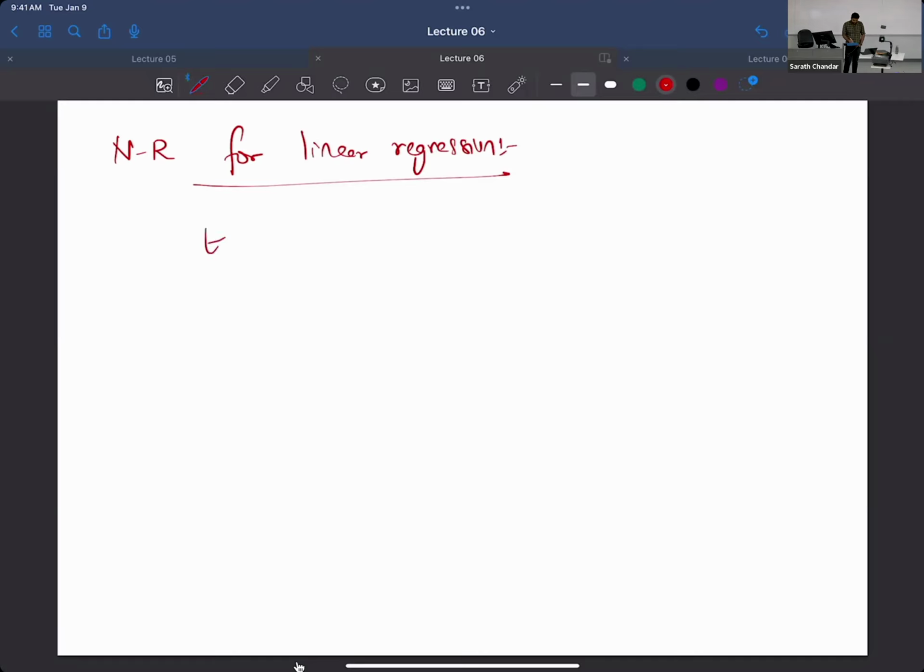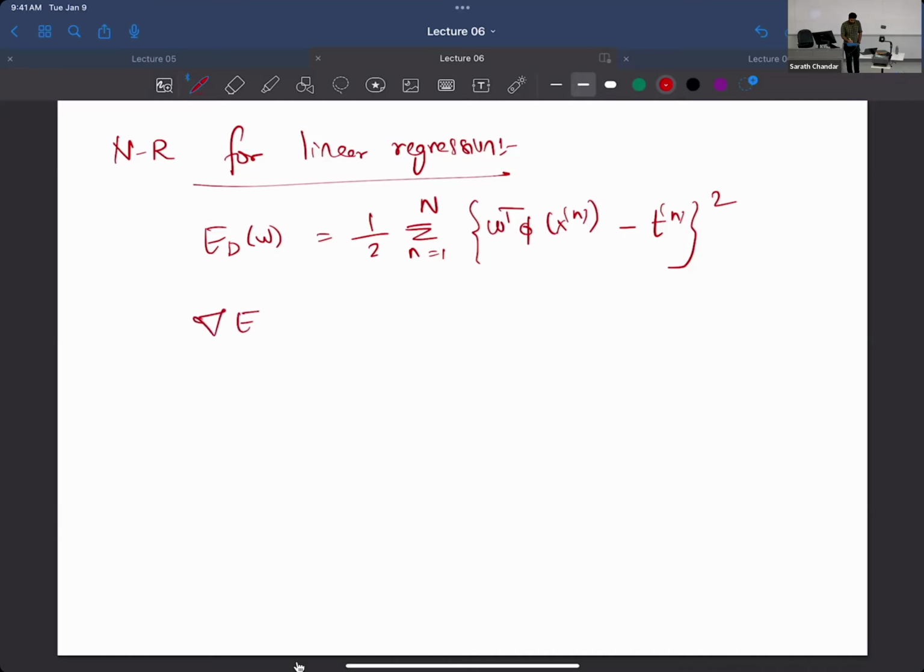Okay, so the error function for linear regression is given by one over 2, summation n is equal to 1 to capital N, W transpose phi of xn minus Tn, the whole square. Now what would be the gradient here? So what is del E of W? You differentiate this once, right? So you're going to get summation n is equal to 1 to capital N, W transpose phi of xn minus Tn, times phi of xn.